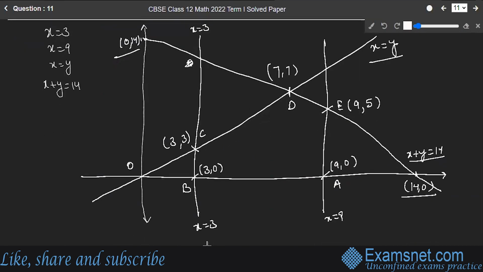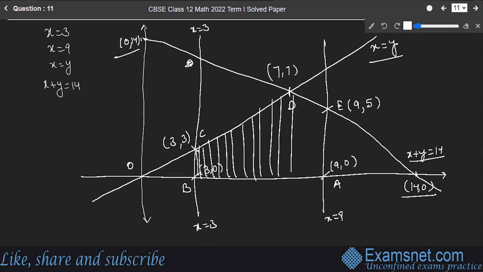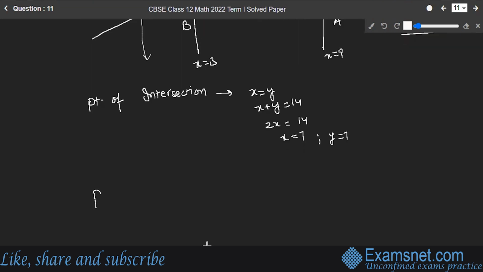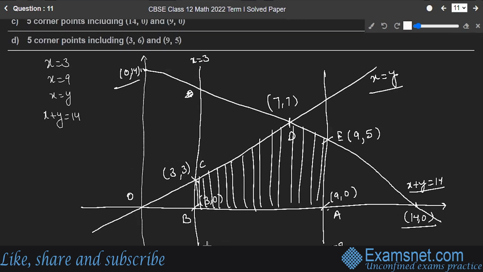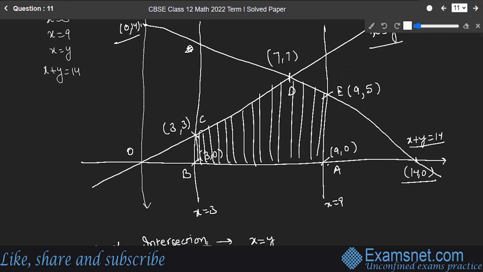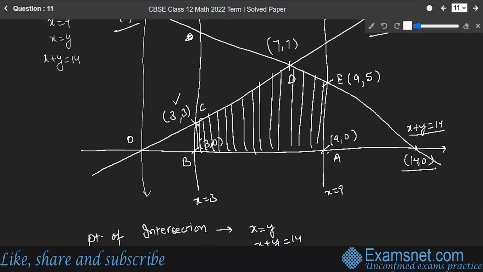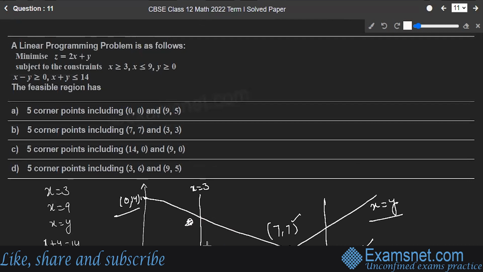So from the graph, it is clear that the feasible region is this one. The feasible region is A, B, C, D, E, A, this region. Okay, so this feasible region has how many corner points? This is the 5. See, 1, 2, 3, 4, and 5. So this has 5 corner points.